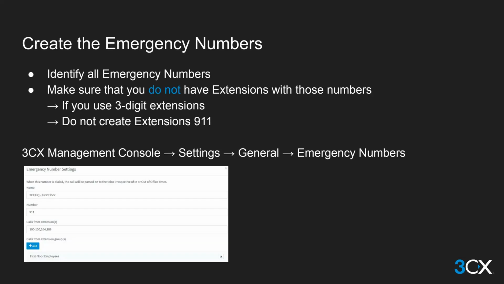Let's go and see how we configure all of this in 3CX now. Emergency numbers in 3CX are created from the general settings of the PBX. All emergency numbers will need to be identified and added as emergency numbers from the PBX settings page. With 3-digit deployments, please be very careful with the assignment of extensions which could potentially be emergency numbers. You should never create an internal extension of 911, for example.